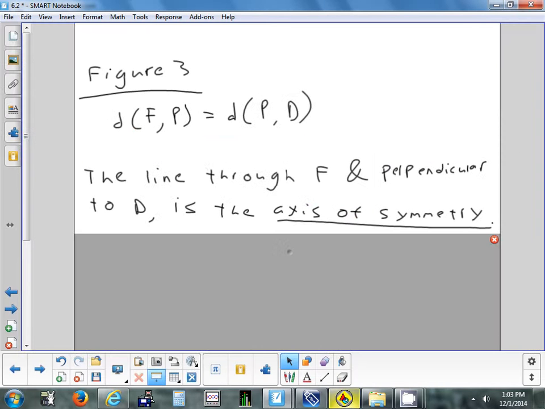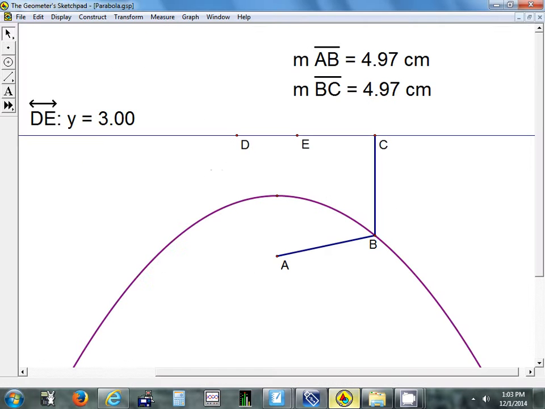So the directrix is like the line at the top. Yep, the directrix is line DE. The parabola never touches the directrix. It bends away from it, and it wraps around the focus. So the parabola wraps around that focus, but bends away from the directrix.